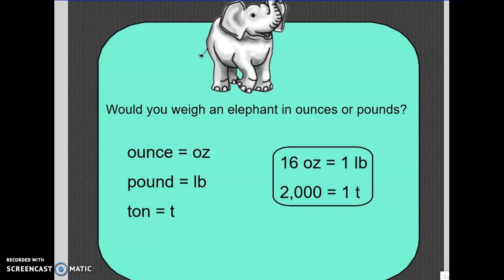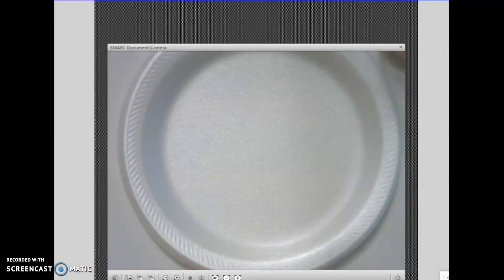So remember, 16 ounces, there's the initials, the abbreviations, 16 ounces equals 1 pound. And 2,000 pounds, that should be labeled, 2,000 pounds equals 1 ton. So it takes 2,000 pounds to equal 1 ton. That's our customary unit of measure for weight.